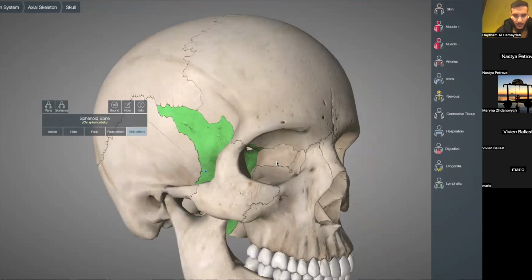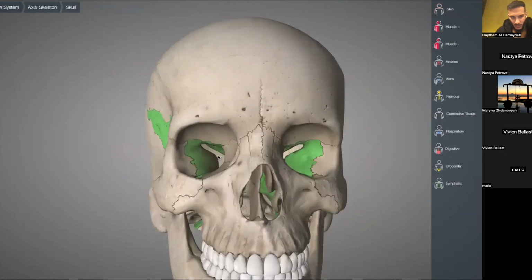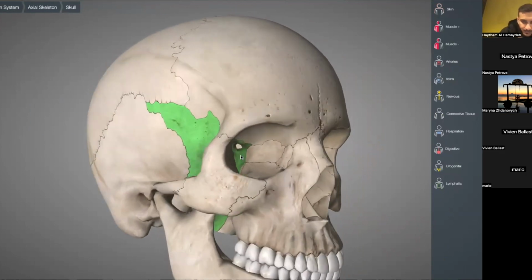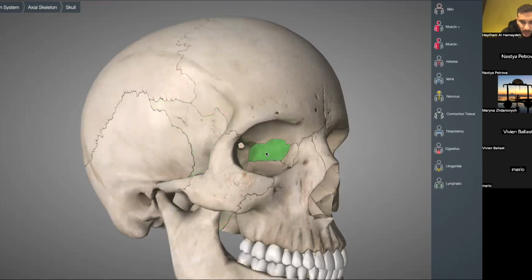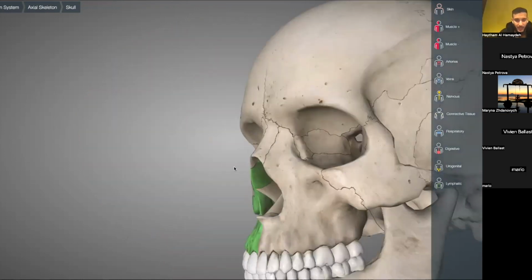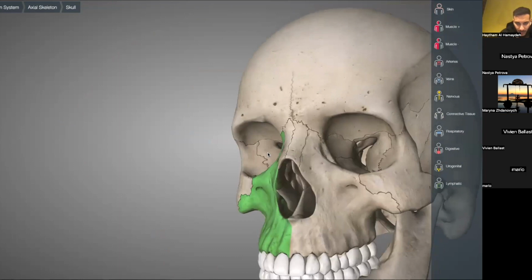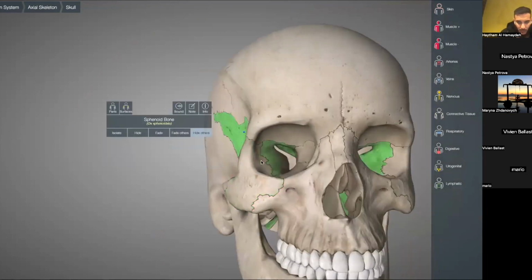And sphenoid, which wing of it? That's a very good question. It's not a wing, it's the body. So sphenoid, ethmoidal, lacrimal, and maxilla. Medial wall, done. Lateral wall: zygomatic bone and greater wing of sphenoid. Zygomatic and greater wing of sphenoid.